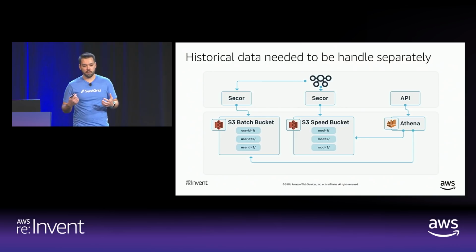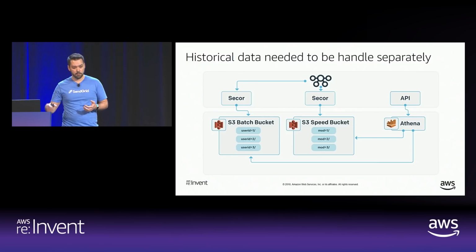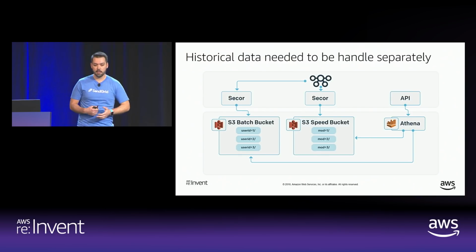So basically, over the course of an hour, the speed layer Secor is writing out a bunch of files, a file per minute per partition. And then on the left side, at the end of that hour, the batch layer Secor uploads its file, and then the data in the speed bucket gets deleted. And so that's how we kept the number of files down.